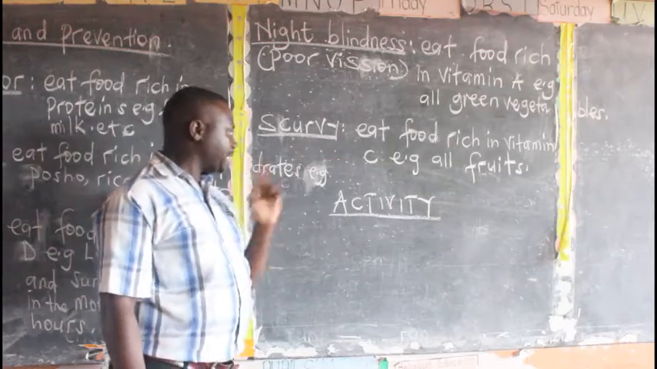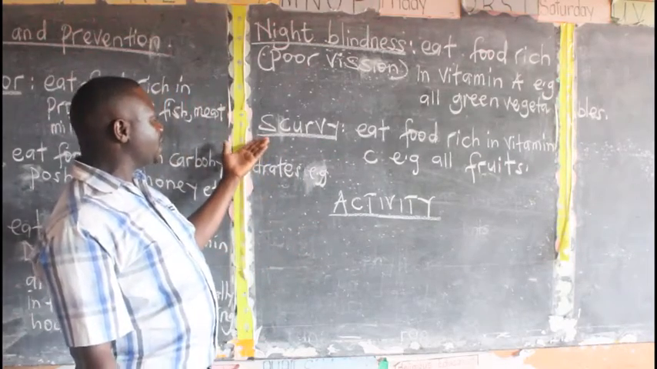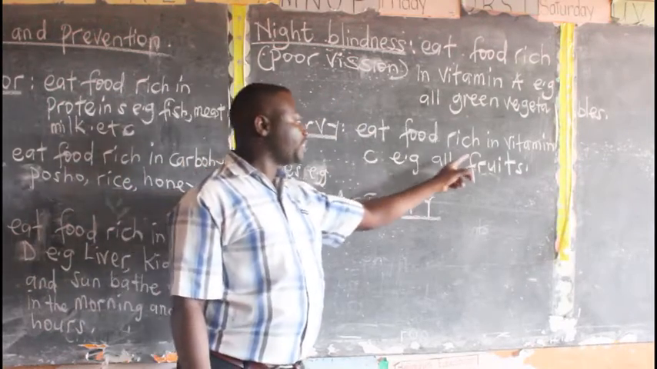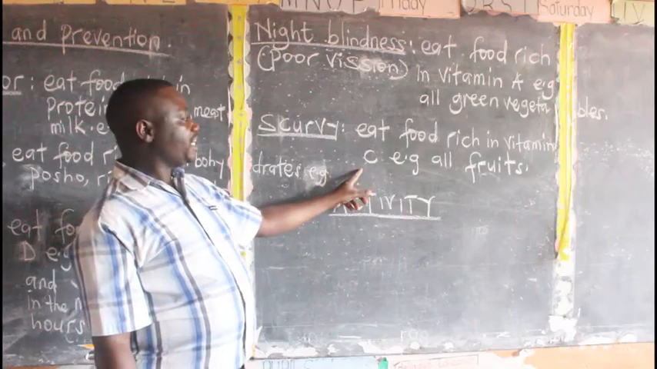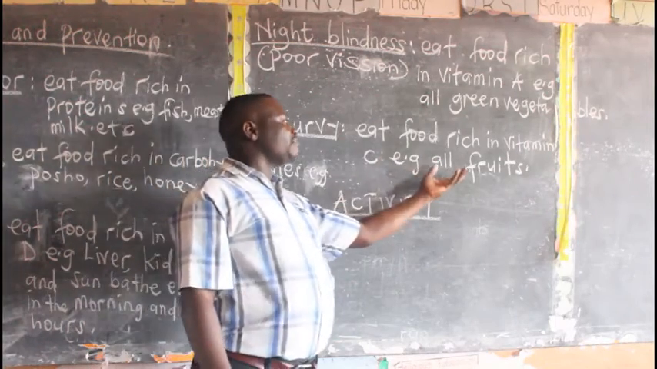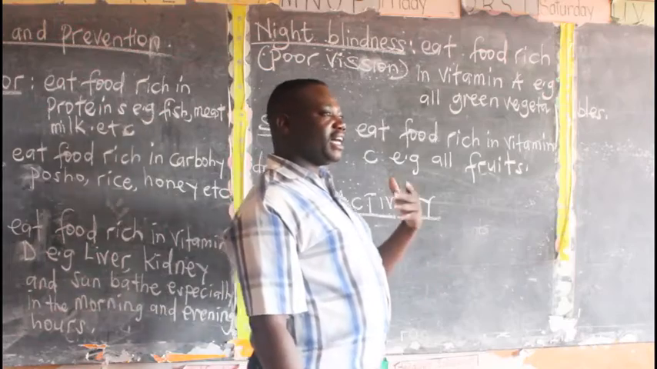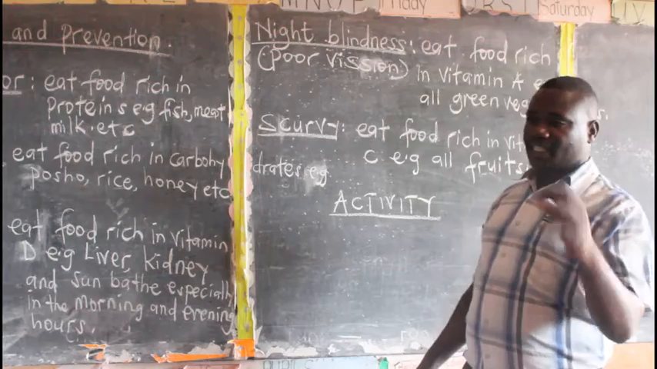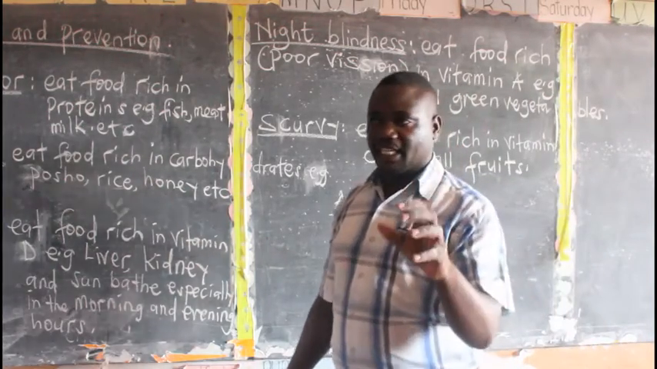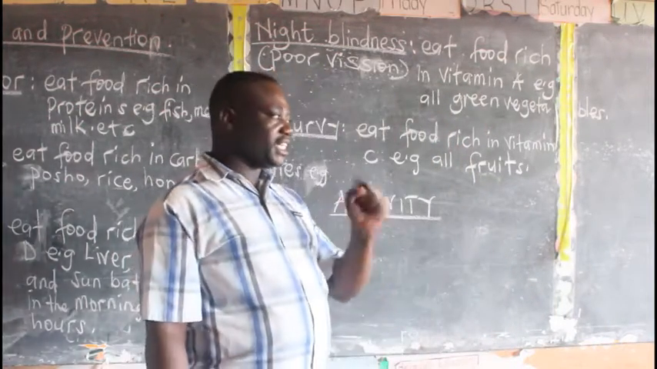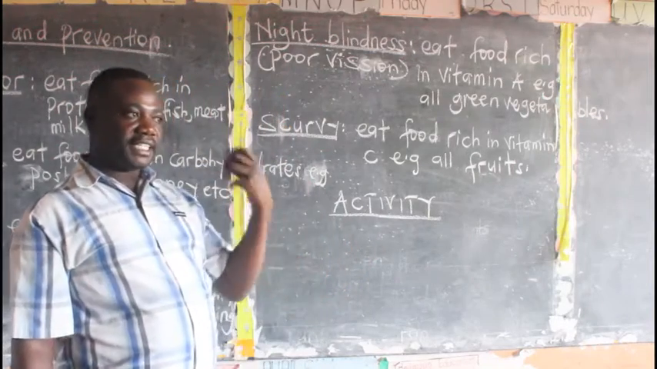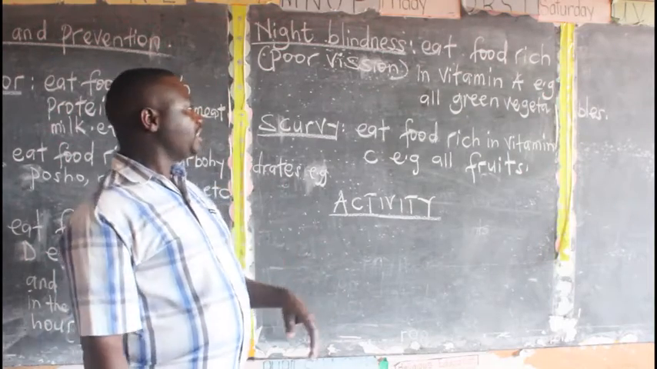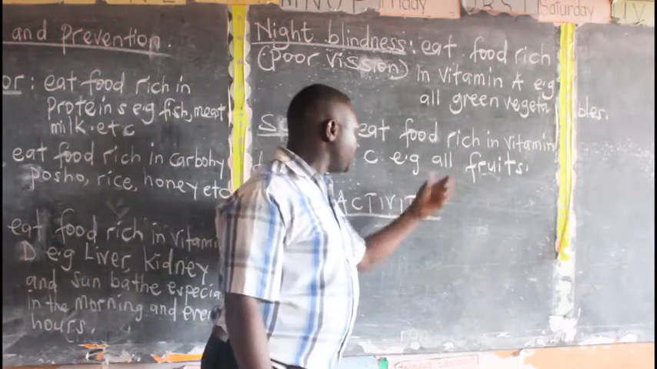Then we have scurvy. Scurvy is the commonest disease. And we are saying one can prevent or control it by eating food rich in vitamin C. This involves all fruits that you have ever heard about. You have eaten watermelon, guavas, mangoes, lemon, oranges, pineapples, passion fruits. They are rich in vitamin C.